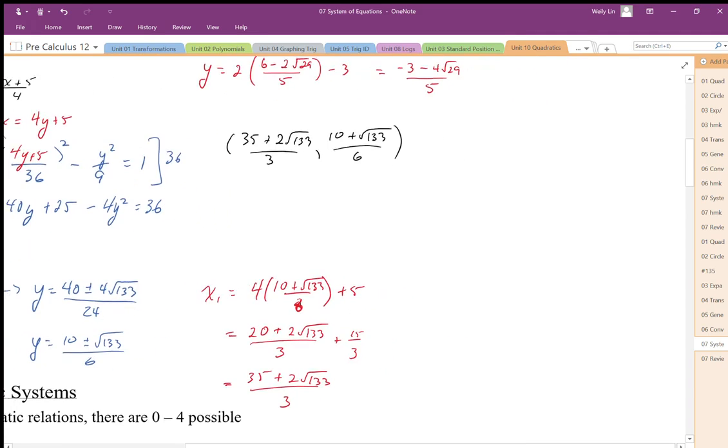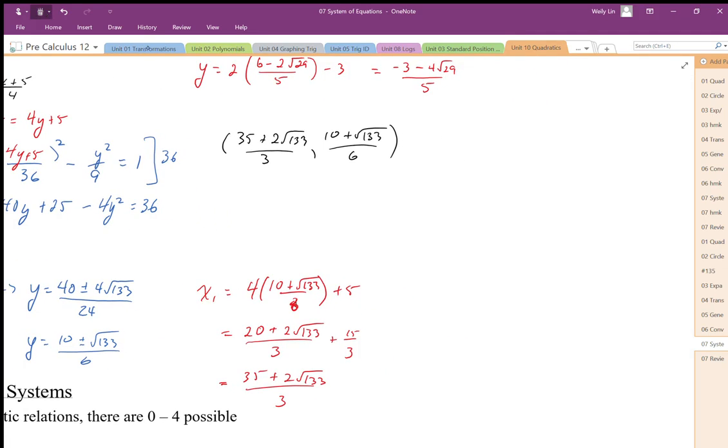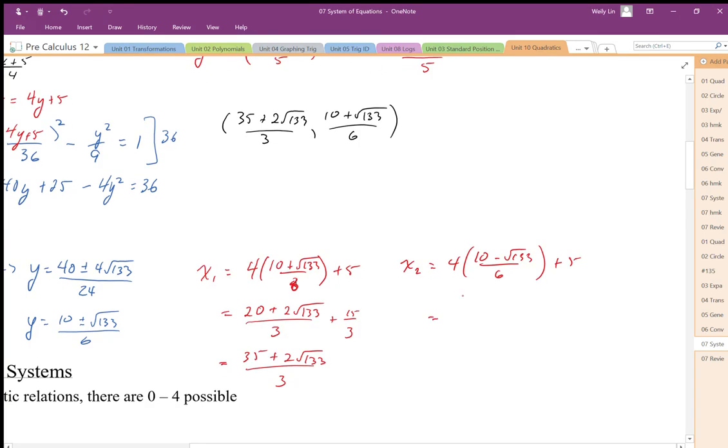The other solution would be if I substituted the negative version in there. So x2 is going to be 4 times (10 minus root 133) over 6, plus 5. So we're going to end up with the same thing except with the minus version. So 20 minus 2 root 133 over 3 plus 15 over 3. So we get 35 minus 2 root 133 over 3. So that's the other coordinate.